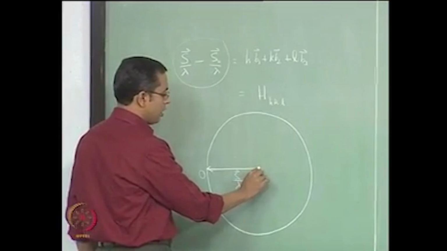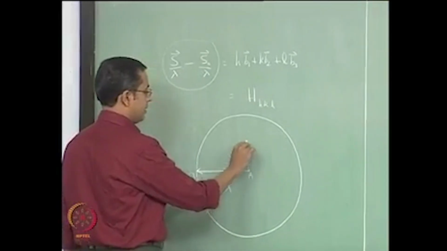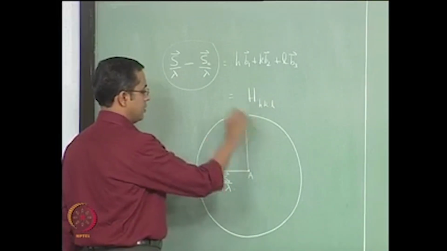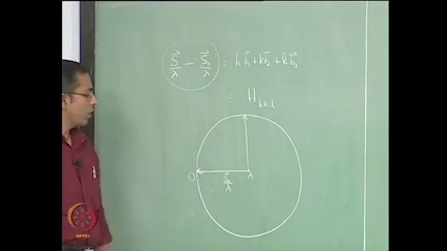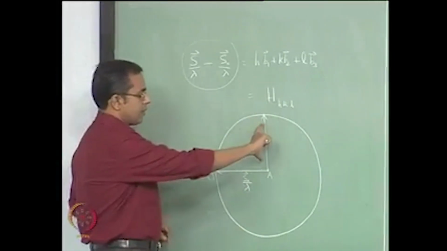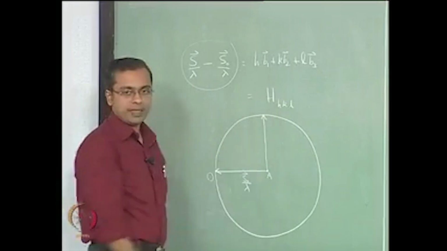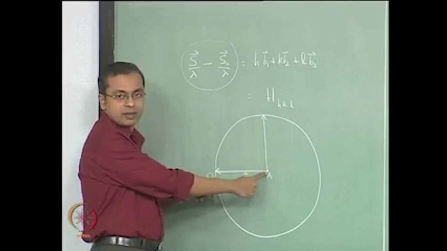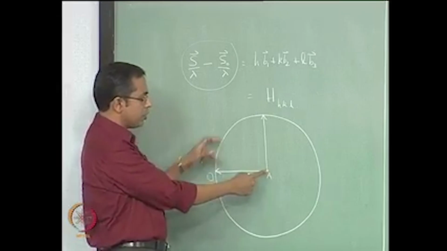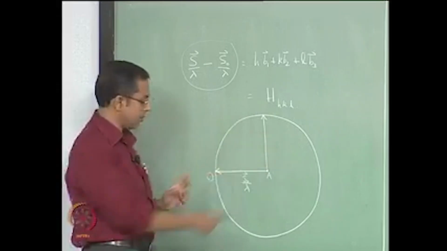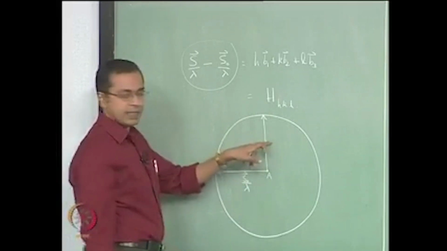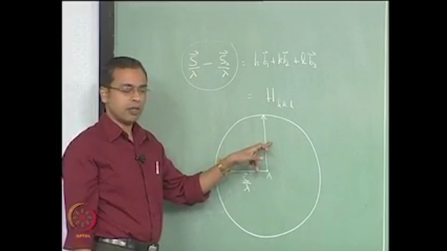Now supposing I draw a vector like that. What is this vector? The magnitude of the vector is the same as the magnitude of this vector. There is no difference in the magnitude because it is a radius, it is a circle of the same radius, so the magnitude is the same. So the magnitude of this vector is 1 by lambda.